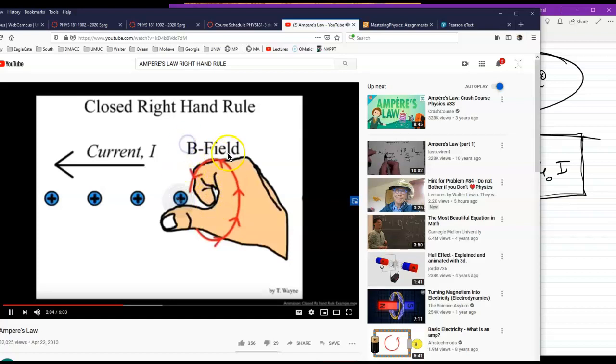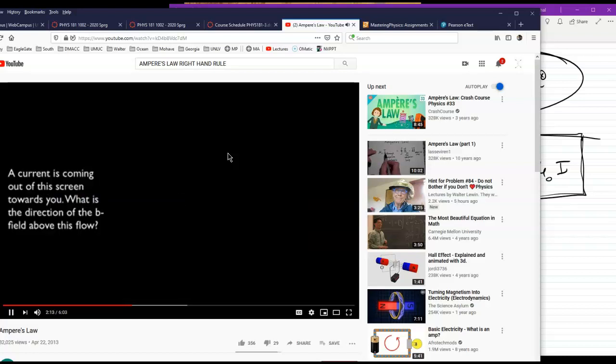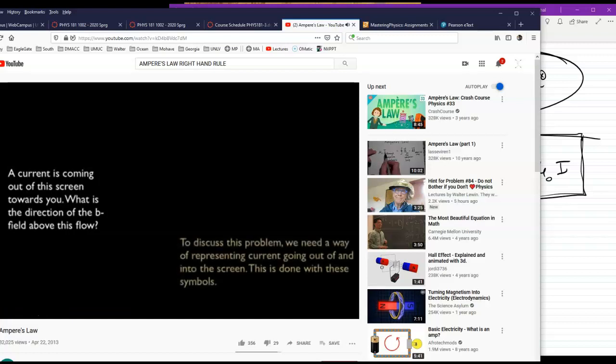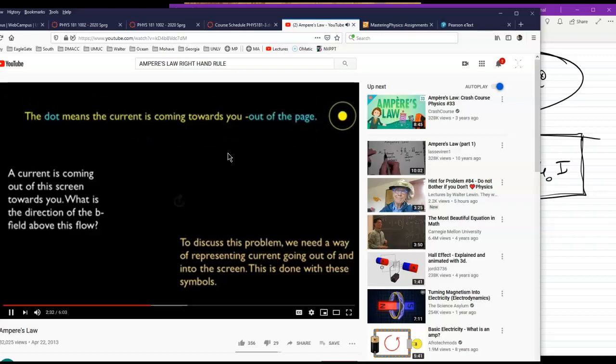So that's how it is. So there's my magnetic field. What's the direction of the B field above this flow? The issue here is how do I describe three-dimensional space on a two-dimensional screen? To do that, I need a little kind of notation. What I'm going to do is put a dot on the screen, and the dot means I've got some kind of field action.